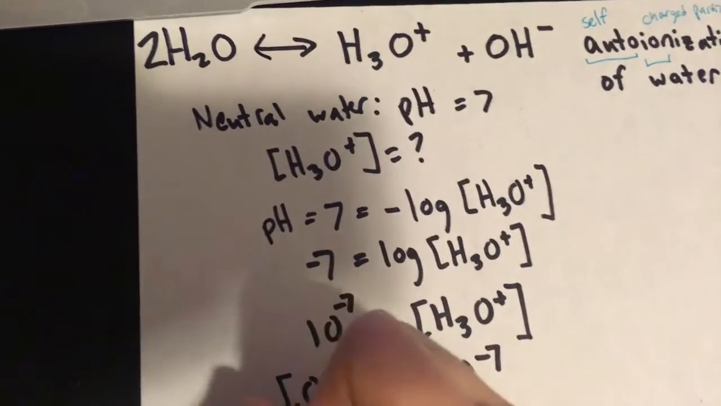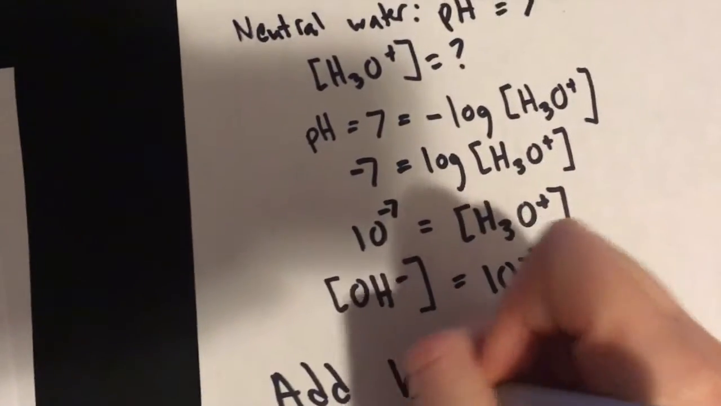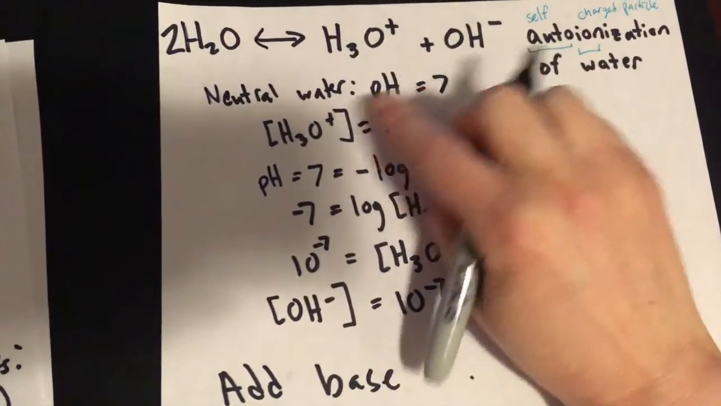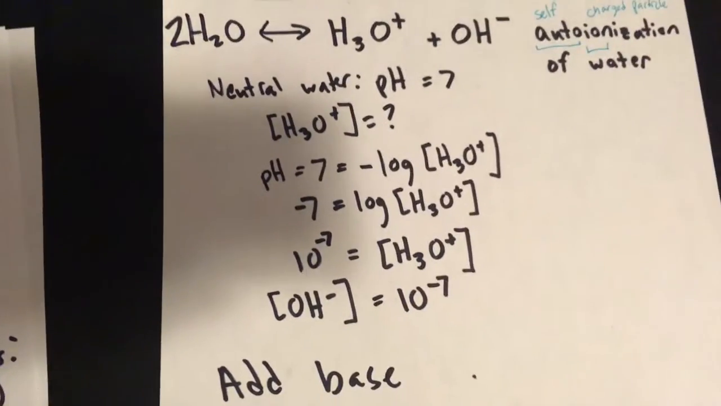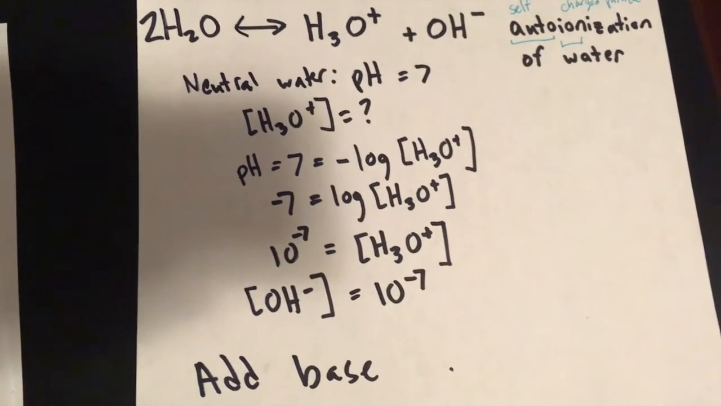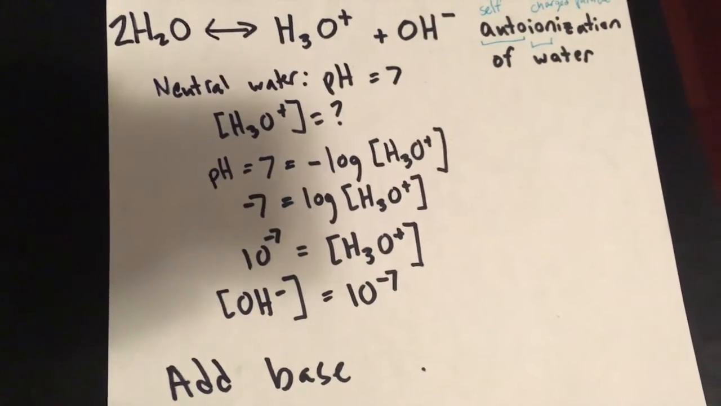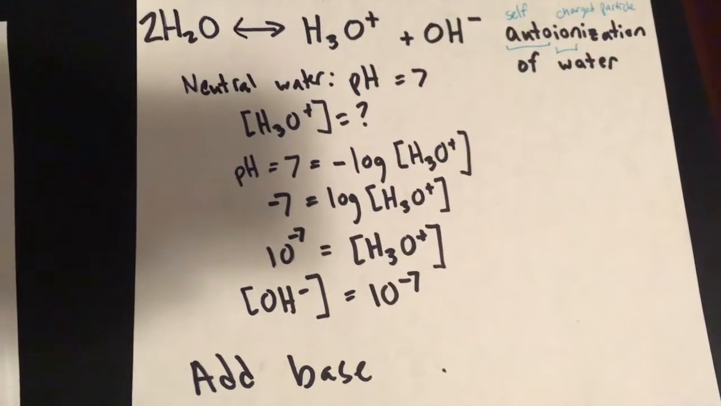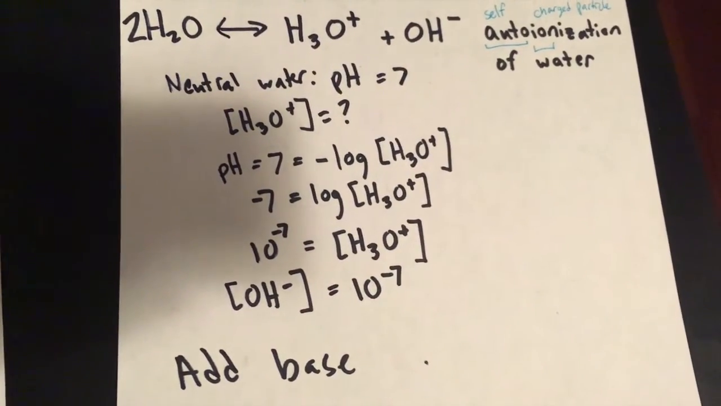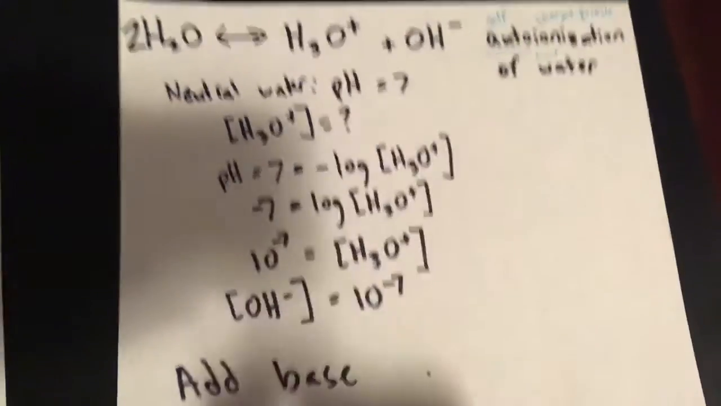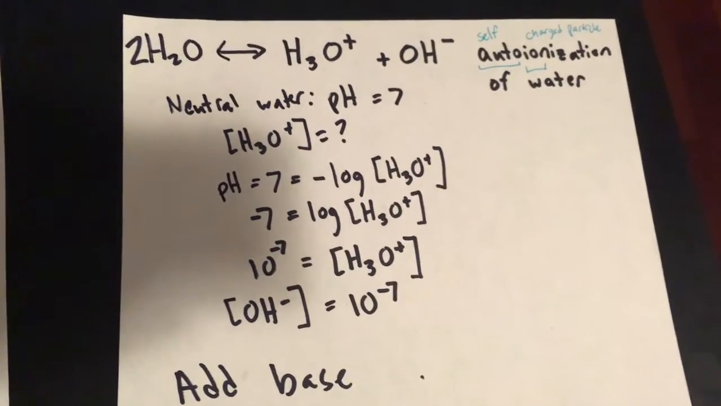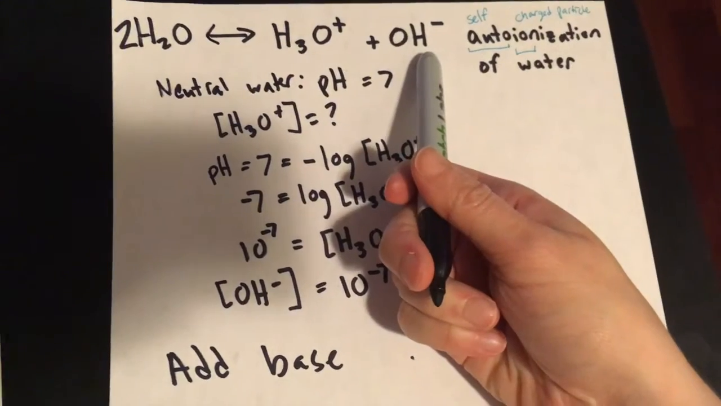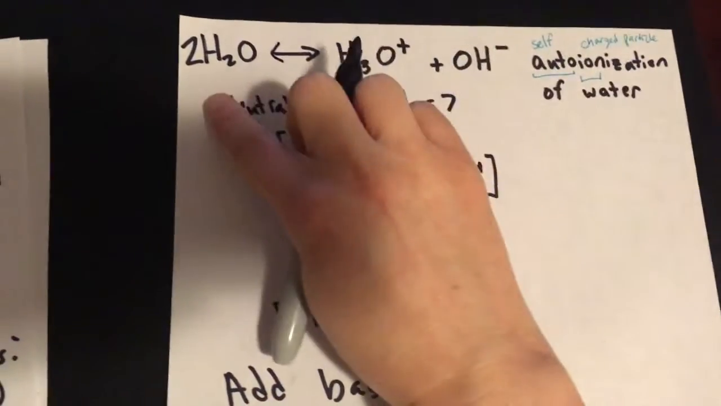So let's think about what happens if you add base to your solution. If you add a base to your solution, this equilibrium is going to shift. We've talked about that using Le Chatelier's principle. So take a minute to think about which direction the equilibrium will shift and what's going to happen to the concentration of H3O+ if we add OH-.